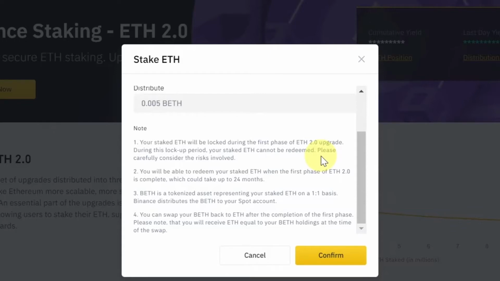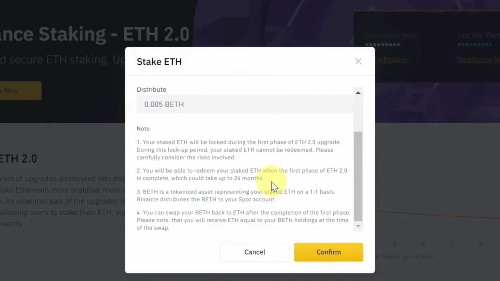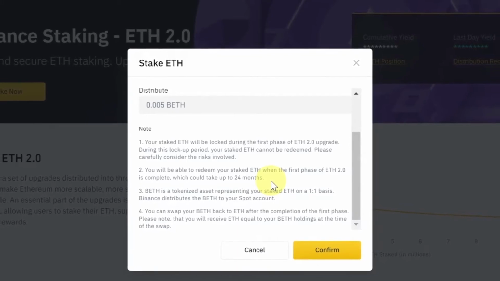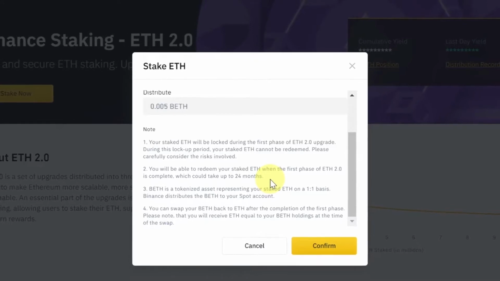So make sure that you stake Ethereum that you don't need, because you won't be able to withdraw it for the next 12, 24 or maybe even 36 months. Because note number 2 says that you will be able to redeem your staked Ethereum when the first phase of Ethereum 2.0 is complete, and that could take up to 24 months. Of course, they planned to introduce phase 1 in around a year. However, as far as we know, in the past there were some delays whenever there was a deadline, so it could take up to 24 months and maybe even 36 months.